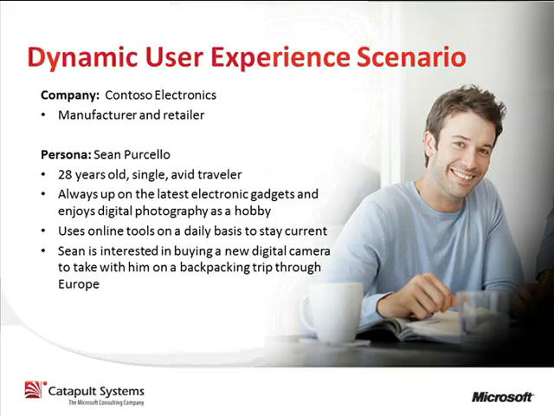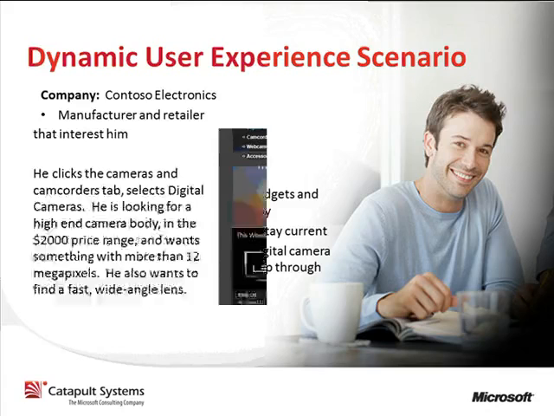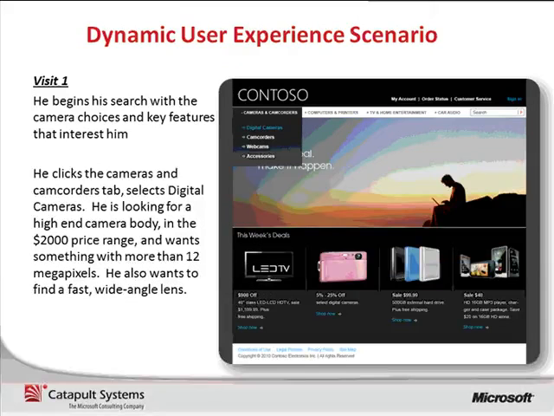And let's meet Shane. Shane is 28 years old, single, and childless. He's always up on the latest electronic gadgets, and he enjoys digital photography. It's his hobby. He uses online tools on a daily basis to stay current. More importantly for Contoso, he is interested in buying a new digital camera to take with him on an upcoming tour of Europe. So Shane starts his search for a camera on the Contoso website.